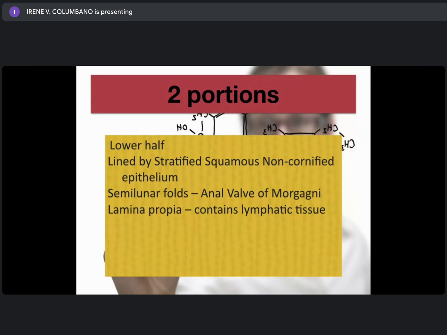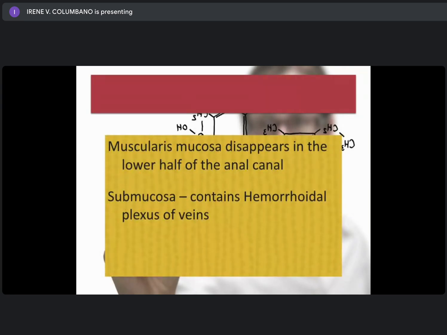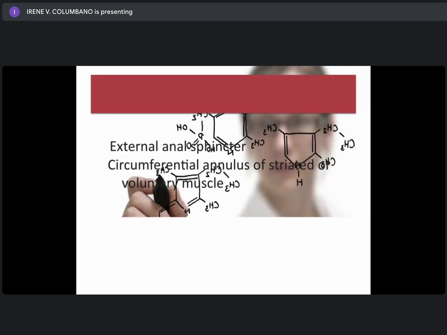Lower half, eto na. So lower half na tayo, nagbago na yung kanyang lining epithelium. It is now lined by stratified squamous epithelium. So, sa lower half ng anus, meron tayong semilunar folds known as anal valve or Morgagni. So, the lamina propria contains lymphatic tissue. So muscularis mucosa disappears in the lower half of the anal canal. The submucosa contains the hemorrhoidal plexuses or plexus of veins. So yan, mga ugat-ugat. Okay.